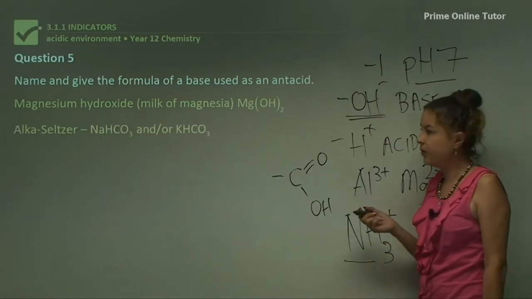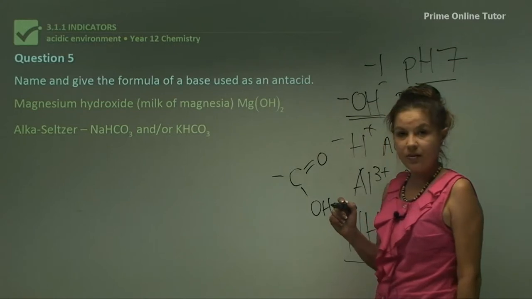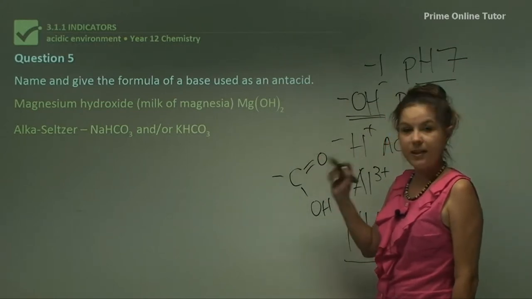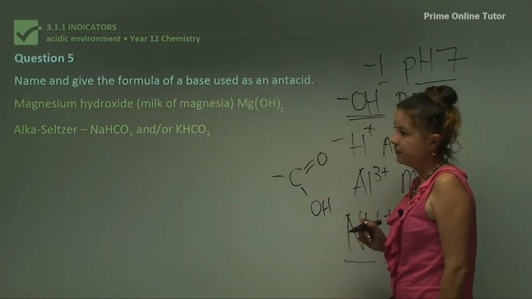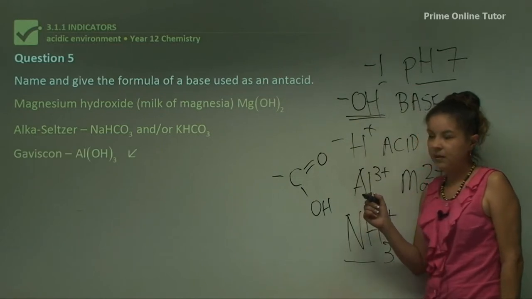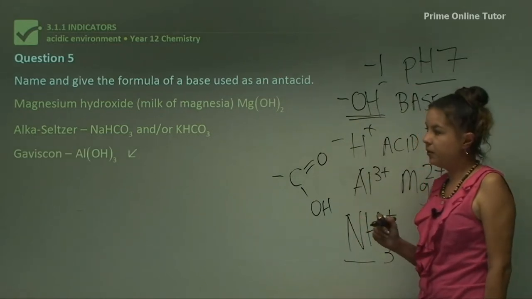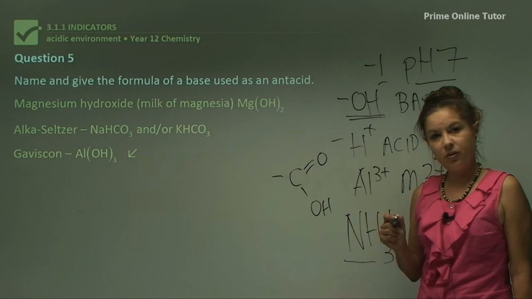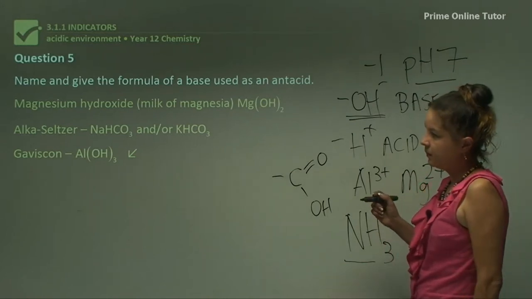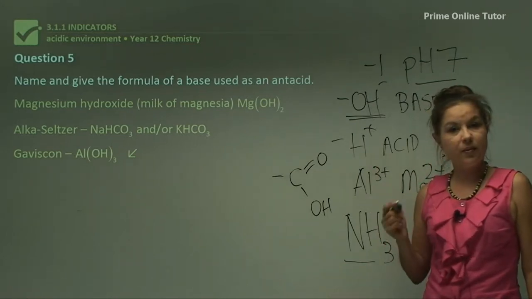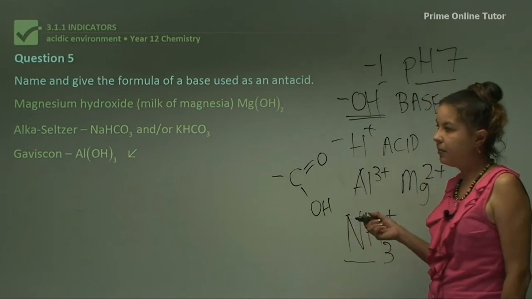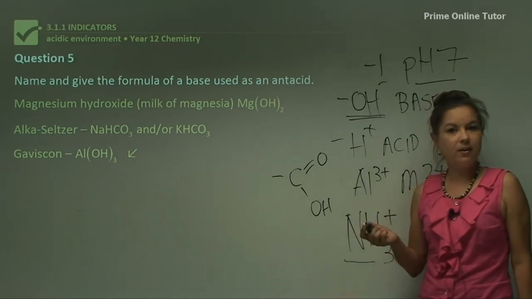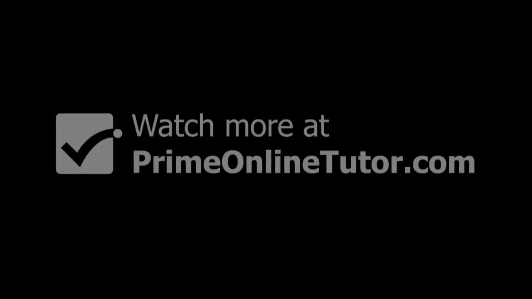Alka-Seltzer, you may have heard of, which is sodium hydrogen carbonate, or it can be potassium hydrogen carbonate. And Gaviscon, you may have also heard of, which is aluminium hydroxide. So there's a few examples of acids and bases and neutral compounds found in our day-to-day lives.